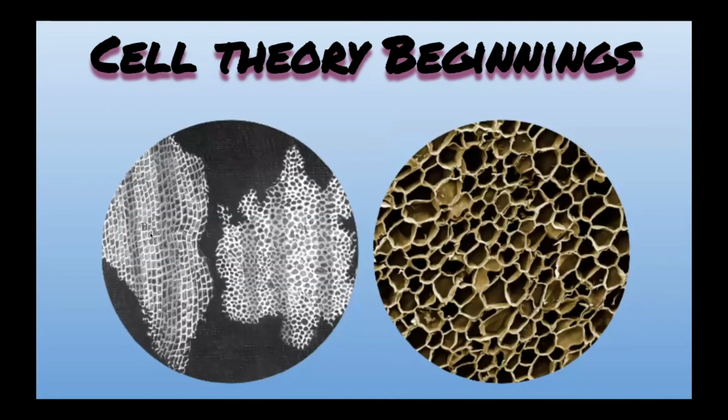Okay, so here on the left is a drawing from his book, and if you zoom in, like he was able to, you can see those tiny little squares or the cells. Then on the right is a more current photo of cork cells. So he wasn't far off.